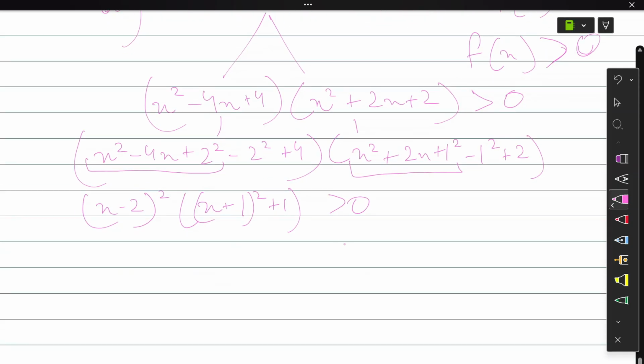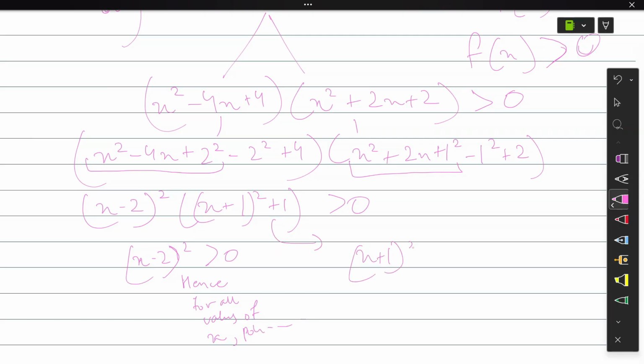Now if you equate both these brackets to greater than 0, x minus 2 whole square is greater than 0. Well, yes, you can just therefore hence, for all values of x, the polynomial is positive. Polynomial is positive, right? और इसके लिए भी कर लेते हैं. x plus 1 whole square plus 1 is also always greater than 0 since it is squared.